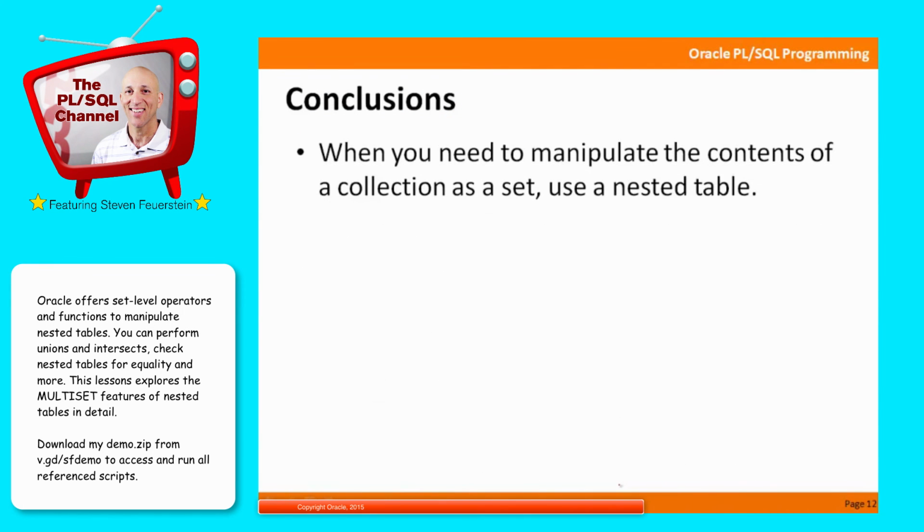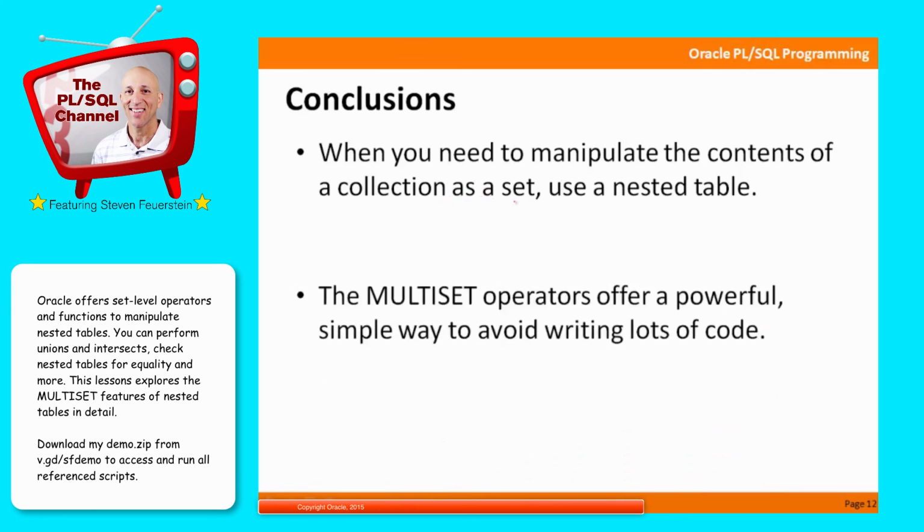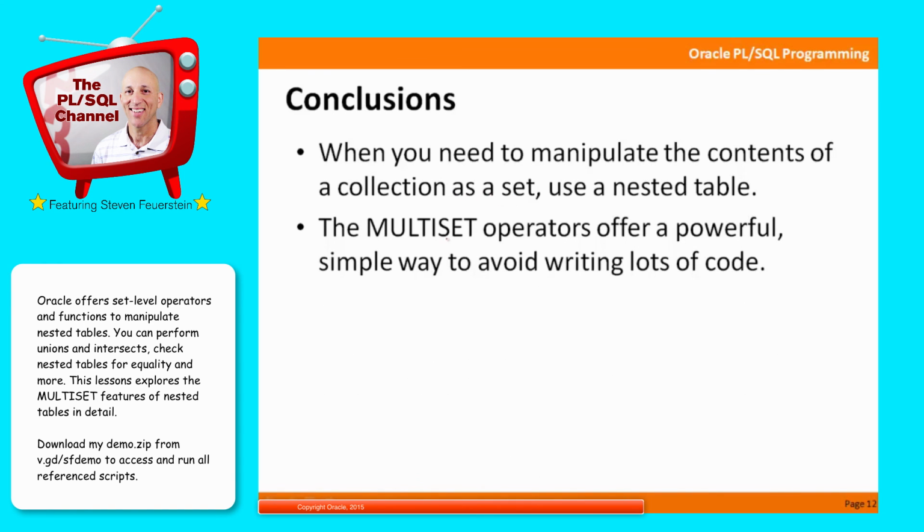Conclusions. Bottom line is, if you're working with collections, let's say you start off with an associative array and you find that you need to do this high-level set manipulation. Just find all the common elements. Is an element in the list? Are there duplicates? Then what you might consider doing is switching to a nested table, because these offer a powerful, simple way to avoid writing a lot of code. And let's assume, at least for the most part, that these implementations are going to run faster than your own hand-coded PL/SQL algorithms.